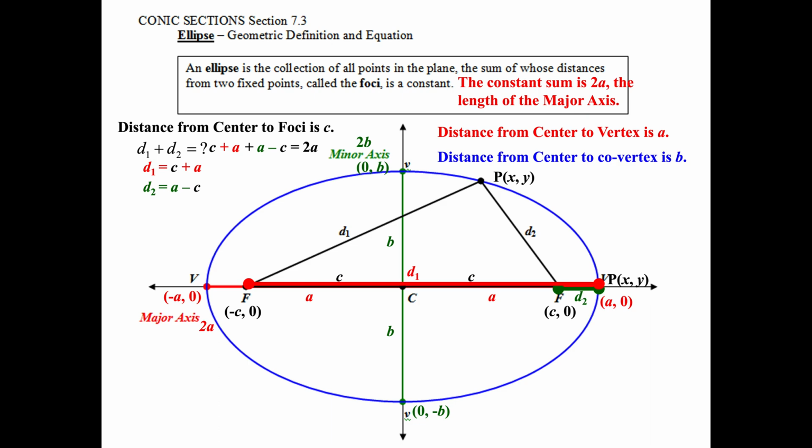So again, you could also see that as, remember, here's D1 from this focus point all the way to this vertex. Well, think about taking this little green segment, chop it off, and put it at this end, and everybody's connected together, and that's the length of the major axis.